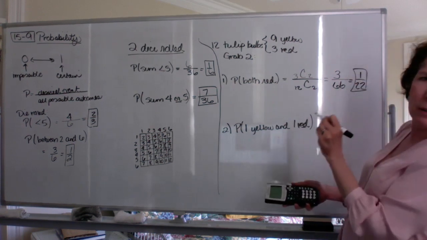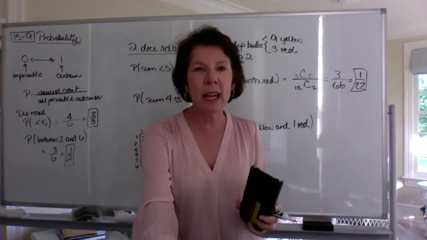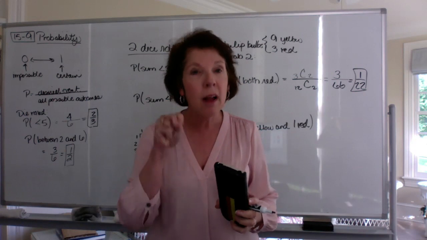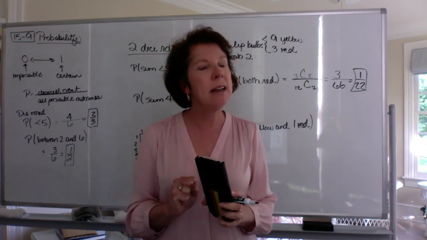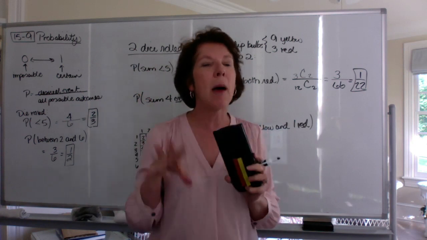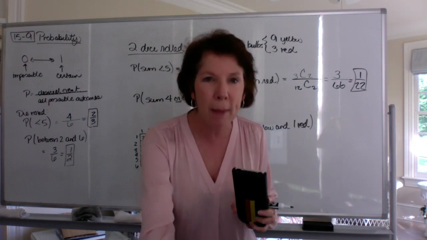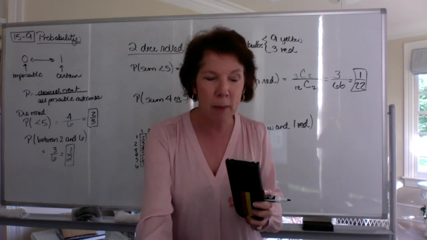Have I run out of room? Can you see it? 1 out of 22. That's my probability of reaching in and getting a group of 2, okay? Now, it didn't tell me that I'm going to reach in, take it out, and then reach in the second time. I'm reaching in and grabbing a group of 2. When we're grabbing a group, we're going to use combination.